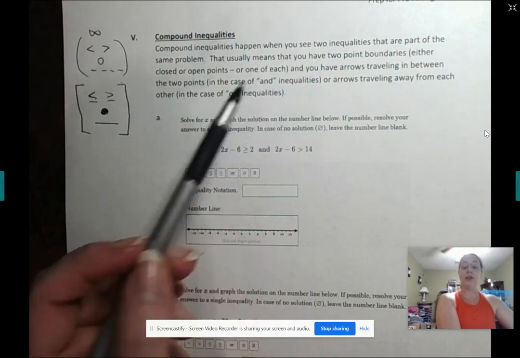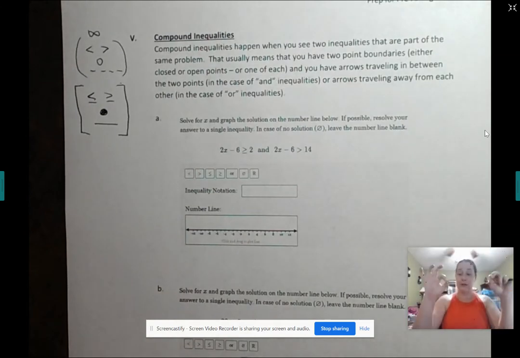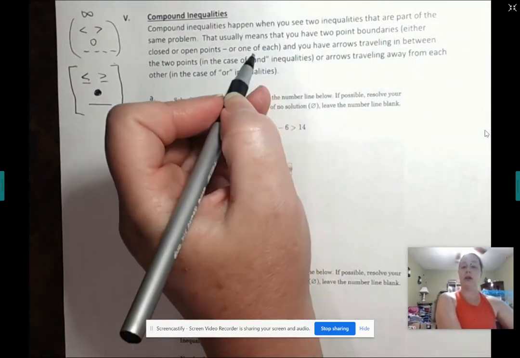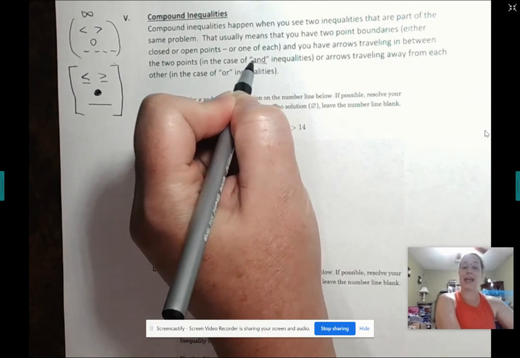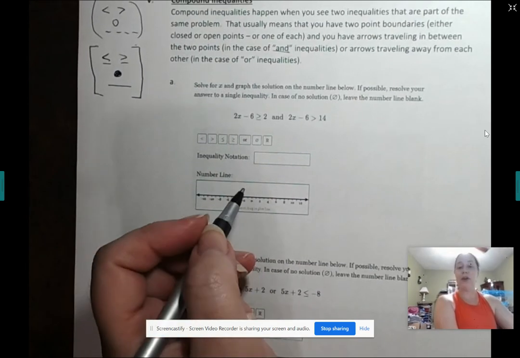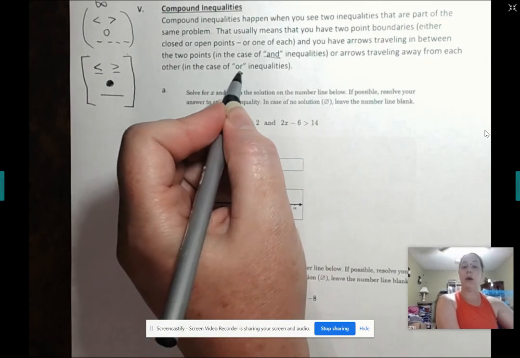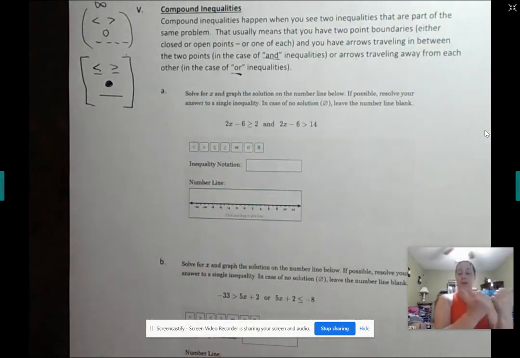So you're going to have 2 dots in your inequalities, and then you're going to have arrows either going towards each other. If you have points here and here, either those arrows are going to go towards each other and meet, or they're going to go opposite from each other. You're going to have 2 arrows, you're going to have 2 dots. Typically when you see the word and, you're going to have the arrows going between each other. If you have the word or, you're typically going to have the dots and the arrows going away from each other.